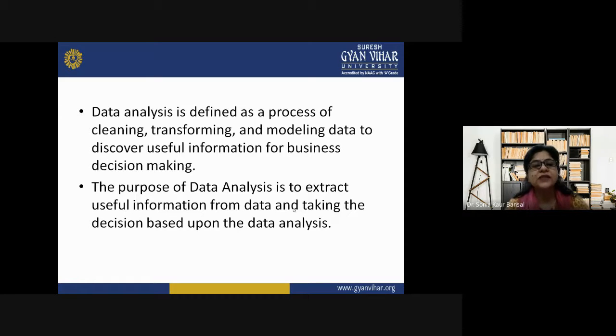Now let's understand, students. Data analysis is defined as a process of cleaning, transforming, and modeling data to discover useful information for business decision making. Whatever the purpose of your research is, you have to make it very clear while you are giving the interpretation to your data.